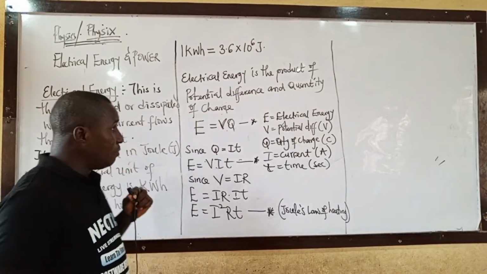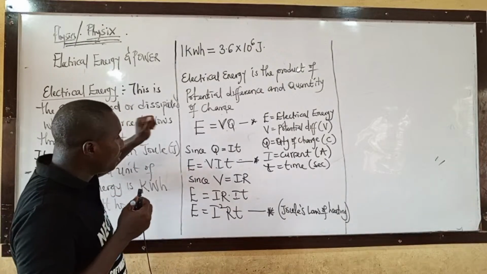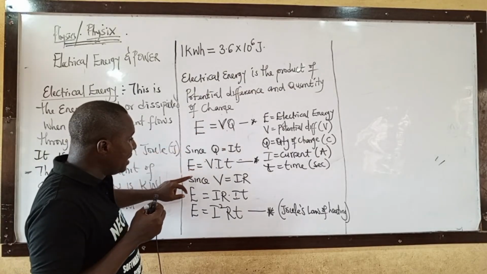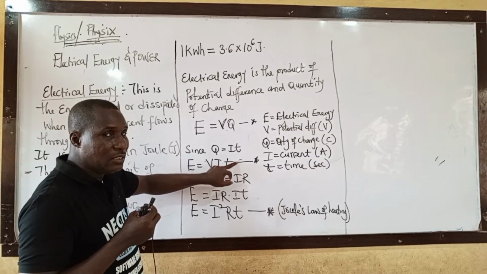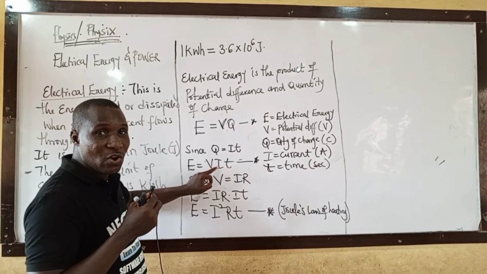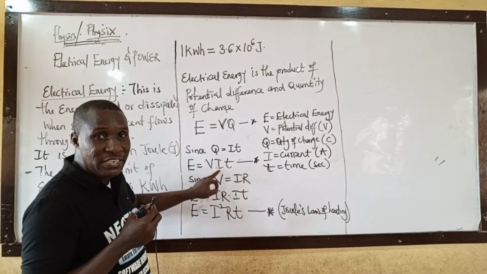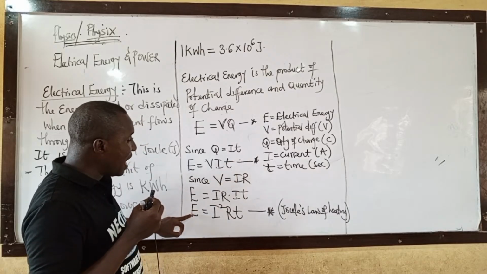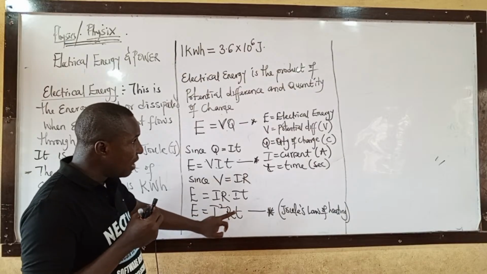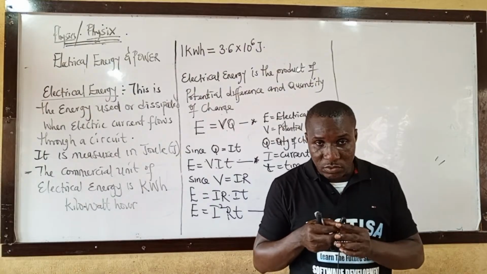That means how many formulas for electrical energy have we gotten? We have E equal to VQ. We have electrical energy equal to VIT, when you remember Victoria Island times time. Electrical energy is VIT. Then we have electrical energy equal to I squared RT. Take note of that.